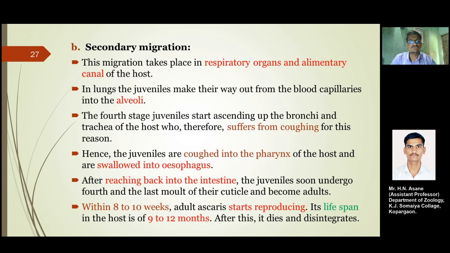The juveniles soon undergo the fourth and last molt of the cuticle and become the adult. This means the circulation is completed when the juveniles pass through the liver, lungs, then the bronchi, and again come with the cough to the esophagus or the mouth, where they get swallowed and again come into the stomach or the intestine. So one circulation is completed within 8 to 10 weeks.